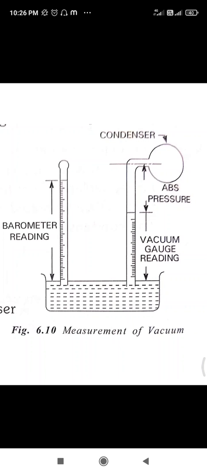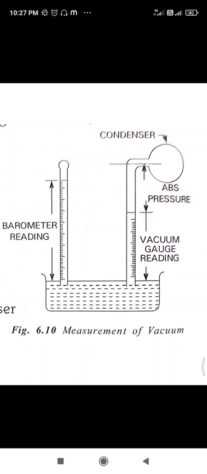Simply, we can say this condenser efficiency is the ratio of the actual rise in temperature of the cooling water to the maximum possible temperature rise. This is known as the condenser efficiency. It is the ratio of actual rise in temperature.